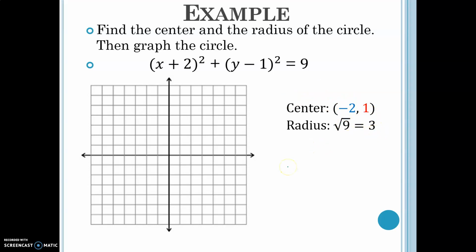When graphing that, we place our center at negative 2, comma 1 on the coordinate plane. Since our radius is 3, I am going to count out 3 spaces in each direction: 1, 2, 3, 1, 2, 3, 1, 2, 3, 1, 2, 3. And using a compass, we would draw a nice circle that looks something like that. So we find the center and the radius, and then graph it on a coordinate plane.